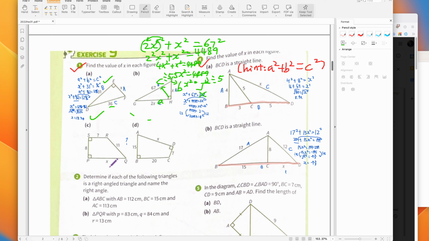So for this question, you are asked to find x, right? You need to insert a line, because you only learn Pythagoras theorem. And Pythagoras applies to triangles. What triangle? Right angle triangles. That's the reason why you need to insert a line here.